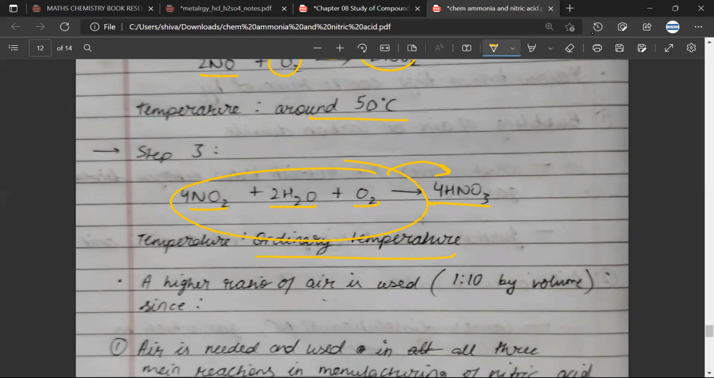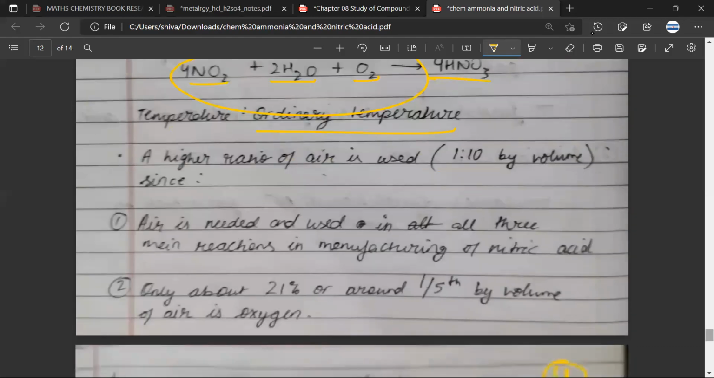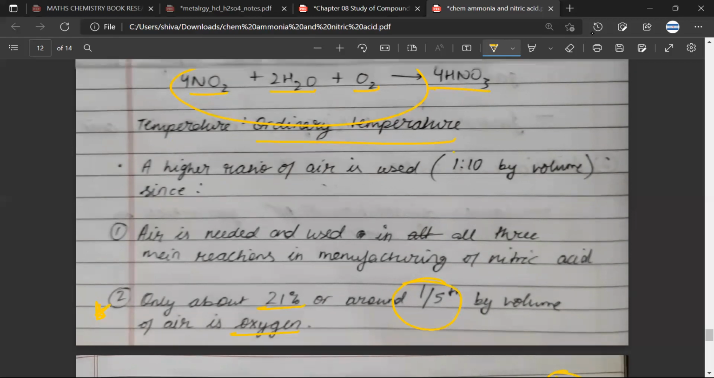Now let's move on to the conditions and reasons for this industrial process of manufacture of nitric acid. A higher ratio of air is used, 1:10 by volume, since air is needed and used in all three main reactions in manufacturing of nitric acid, so you need to use more volume of air. And the second point is that only about 21%, or around 1/5 by volume, of air is oxygen.